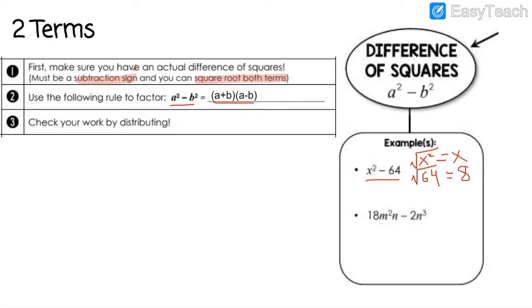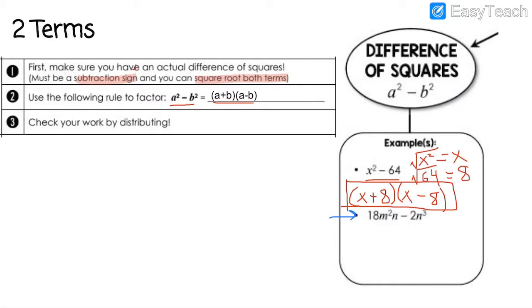So now that we can take the square root of both terms, we can plug them in to our rule here. So our first term was x. Our second term is 8. So I have x plus 8 times x minus 8. So that is our answer. We can check our work by distributing. I'm not going to do it on here to save some time, but it's a good rule to always check your work. All right, our next example, we have 18m squared n minus 2n cubed.